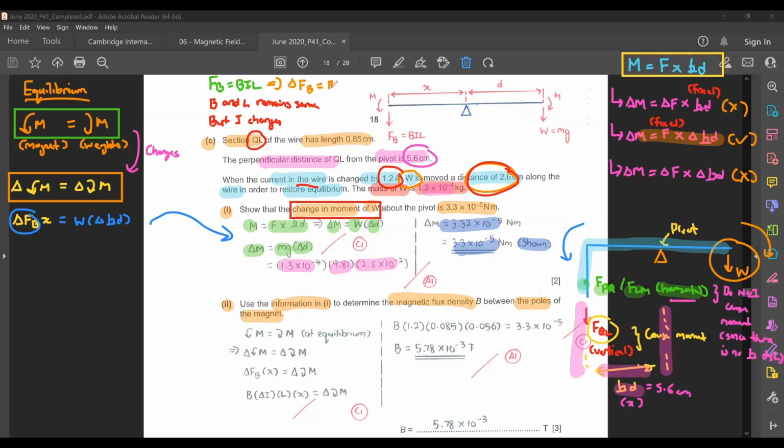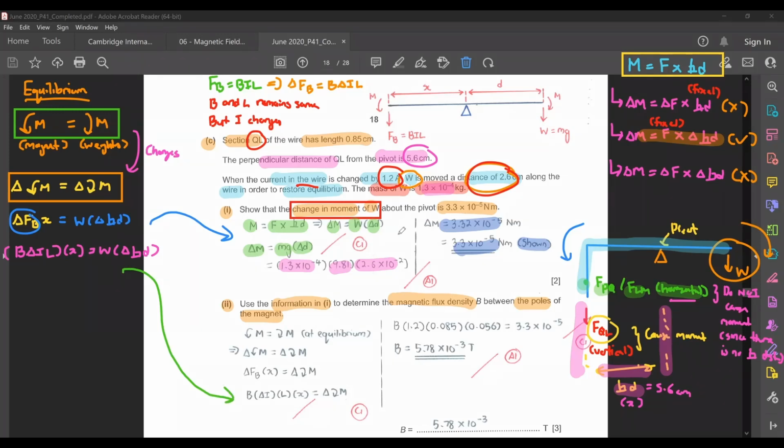So if you want to consider the change in your magnetic force, it's really going to be the flux density multiplied with your change in current multiplied with the length of wire inside your field. So now, if you want to expand out your existing equation, this one would be B times change in current times your length of wire inside the field, then times your perpendicular distance between your magnetic force and the pivot, and then equate it to the change in clockwise moment caused by your weights. So right now, your working would actually be the one that is being shown here.